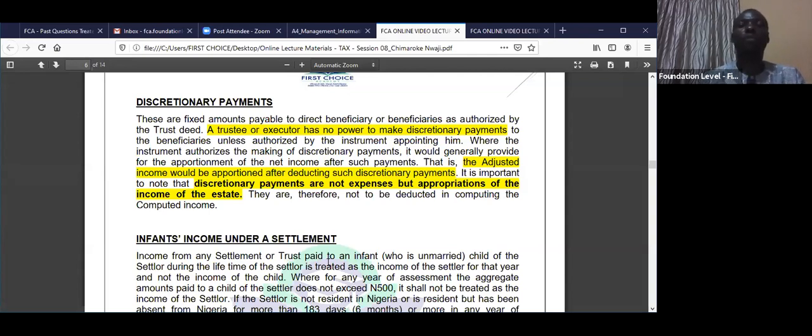So that means we'll get something like total income, less allowable expenses, equal to computed income. Okay, allowable expenses will include payments to annuity payments, trustee payments, things like that. Then you get your computed income. After computed income, the next thing that comes is discretionary payments. After the discretionary payment, what we have is net computed income, otherwise called the distributable profits. It is that distributable profit that will now be distributed accordingly.